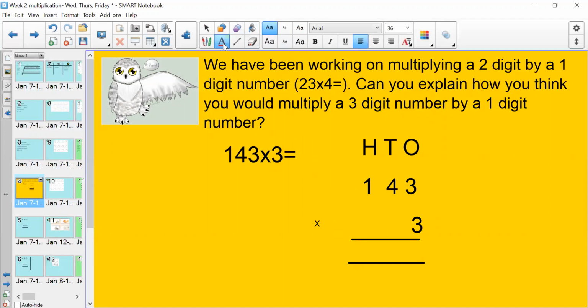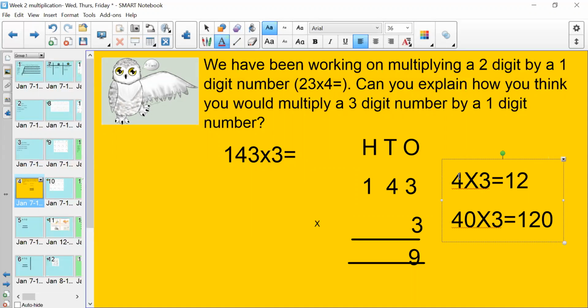Okay, so like with a 2-digit number, we start with the ones column. So we have 3 multiplied by 3 is 9. And then we move to the tens column, so we've got 40 multiplied by 3. So again, we can use our known facts. So we know that 4 times 3 equals 12. So 40 times 3 equals 120.